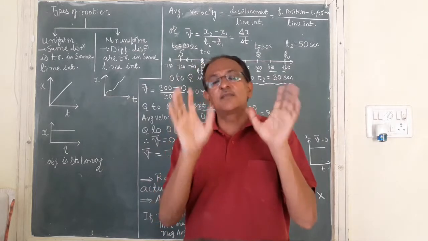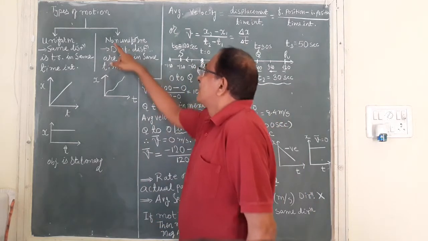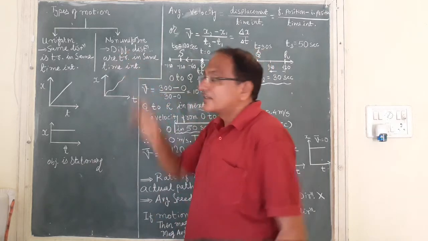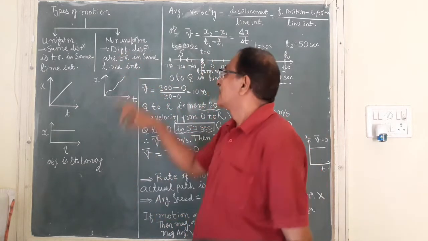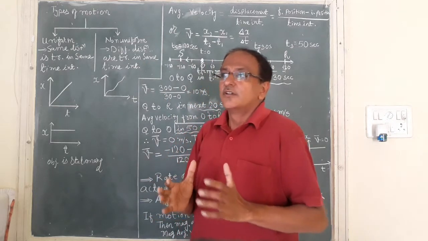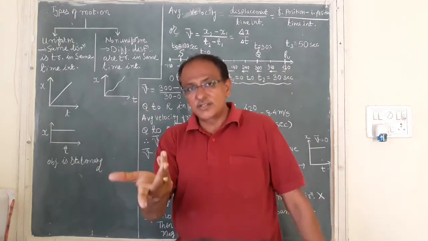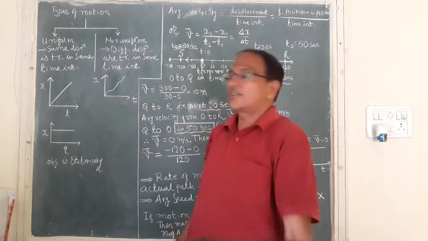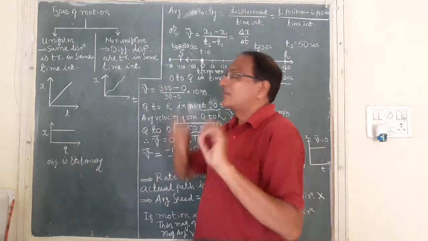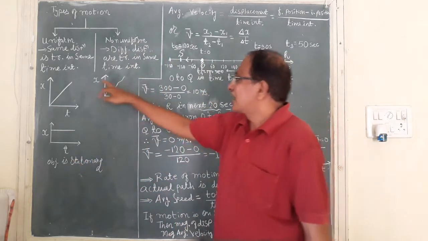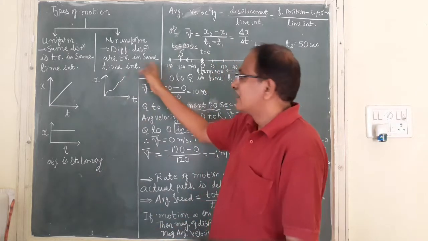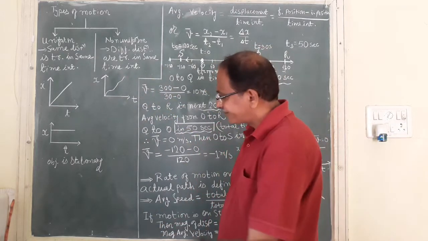in the same time interval. While if we have non-uniform motion, then different distances are travelled in the same time interval, meaning there is no same correlation. We can say the same distances are not travelled in the same time interval, different distances are travelled. Then the graph of position versus time will be like a curved graph or an irregular graph.